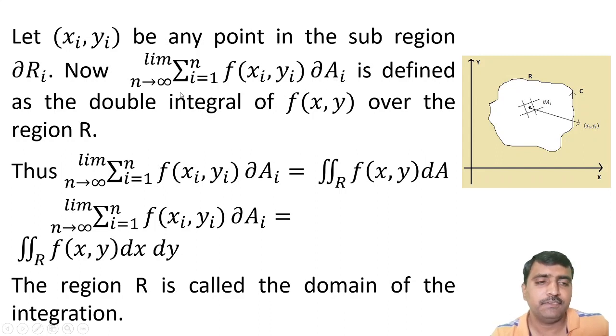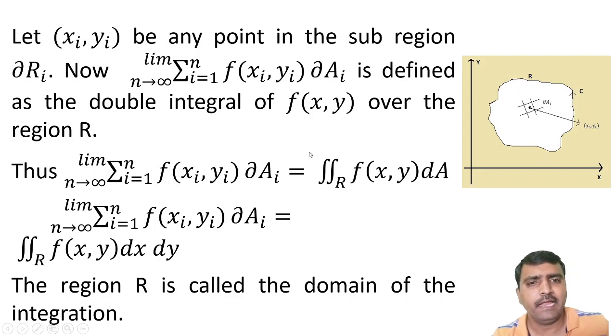So what is n? We don't know n. It is 100, 1000 or more than that. For that reason, you take the limit n tends to infinity. Infinity means a very big number. That means we have to take each region as small as possible, so that we get some accuracy. Then this quantity gives a value.